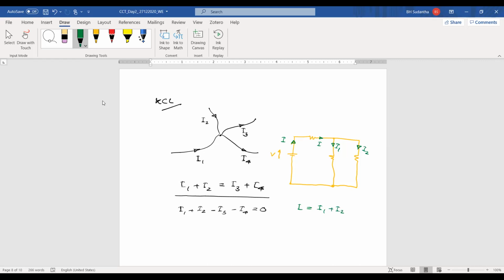So when you consider this node, the incoming current is I. The outgoing currents are I1 and I2. The sum of I1 and I2 equals the total incoming current I. Or if you want, you can put it to the KCL, that you can say like this. This is what the law says to us. But practically, we have this equation and we can apply this to circuits. Same thing.